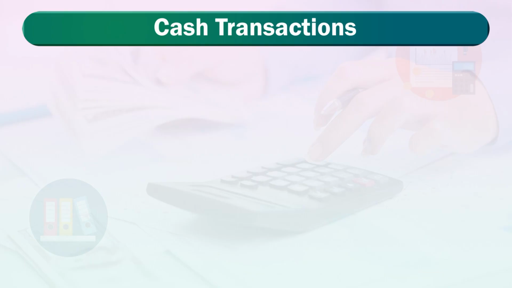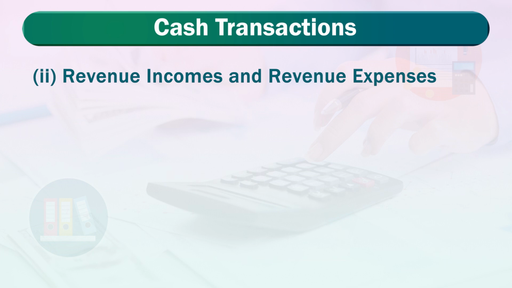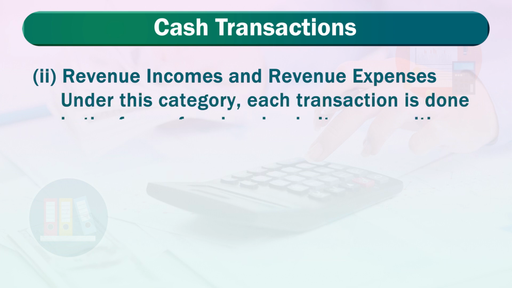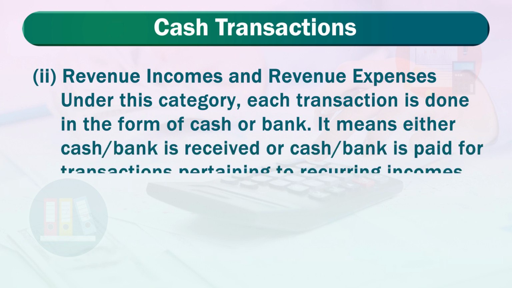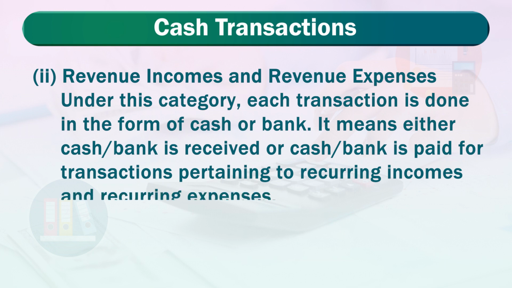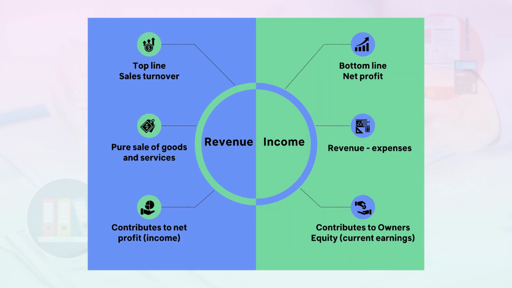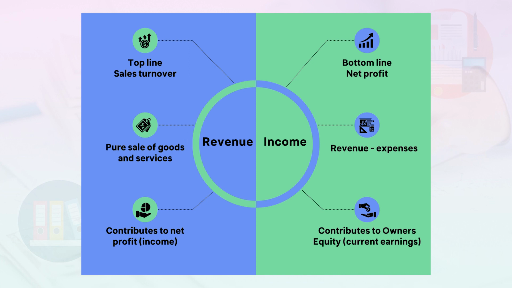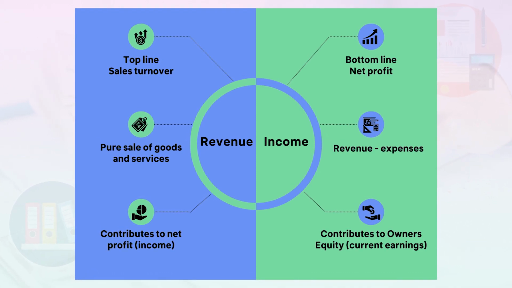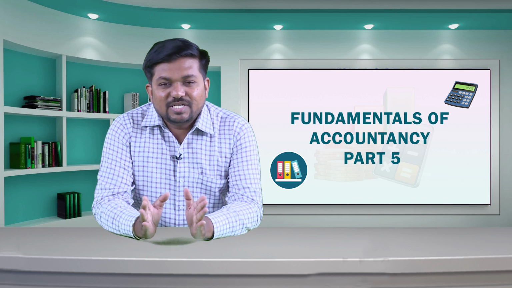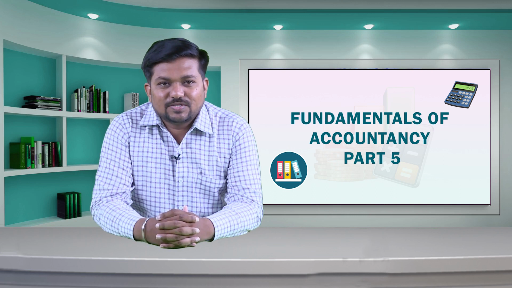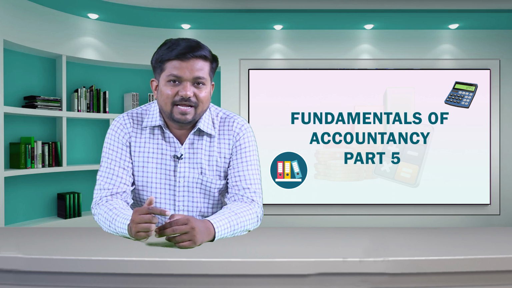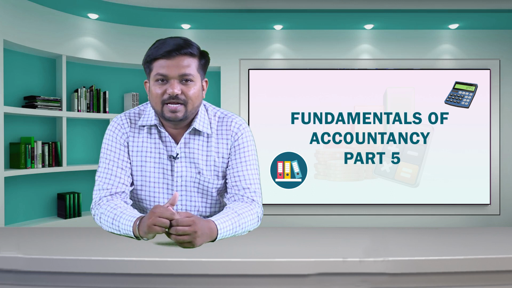Now we will talk about the revenue incomes and the revenue expenses. Under this category, each transaction is done in the form of cash or bank only. It means either cash or bank is received or cash or bank is paid for transactions pertaining to recurring income and recurring expenses. When cash or bank is received from the sale of goods, income from commission, rent, interest, dividends, etc., these are treated as revenue income transactions in accounting. The occurrence or frequency of such transactions is regular and this income takes place at specific intervals.